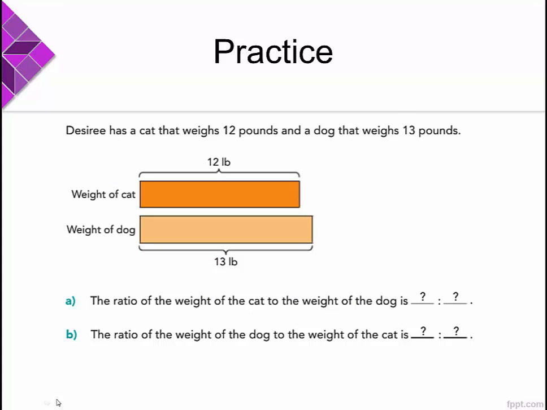Let's practice again. Desiree has a cat that weighs 12 pounds and a dog that weighs 13 pounds. Here is the weight of the cat. Here's the weight of the dog. The ratio of the weight of the cat, which is 12, to the weight of the dog, which is 13, is 12 to 13. Now let's look at the ratio of the weight of the dog, 13, to the weight of the cat, 12. Now it's 13 to 12.